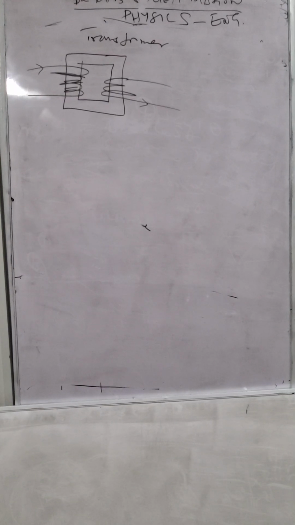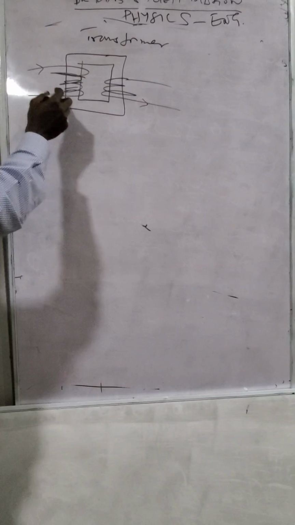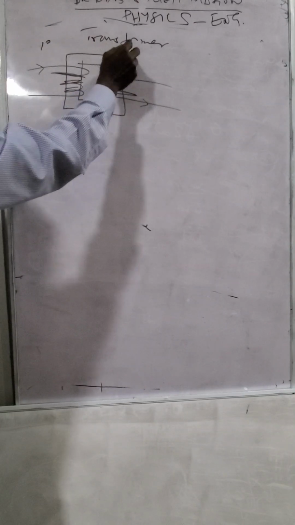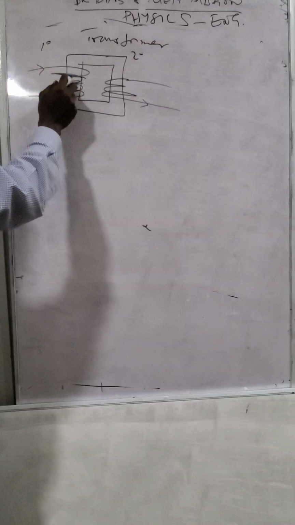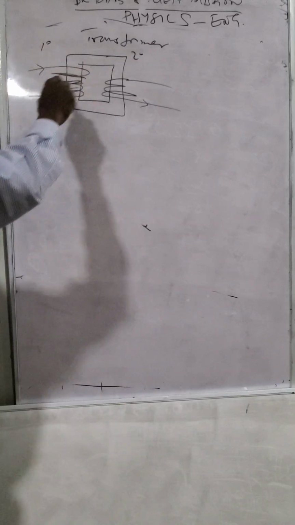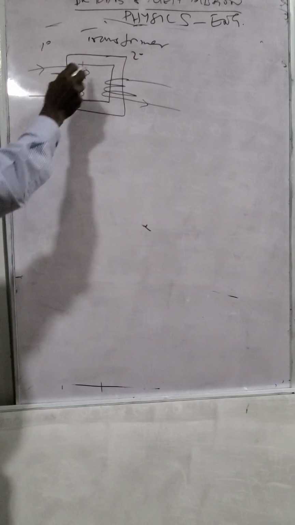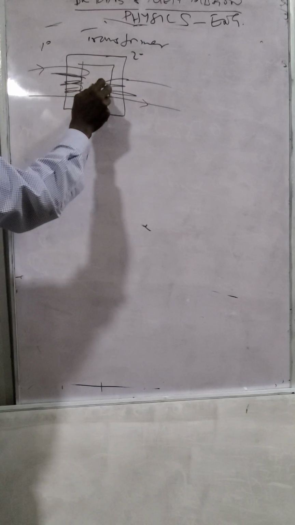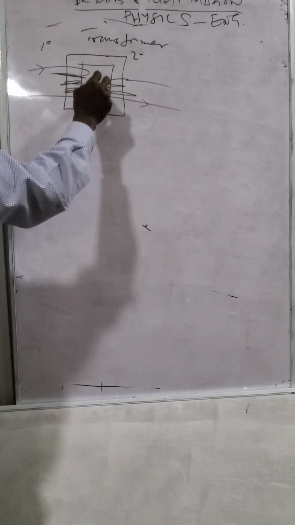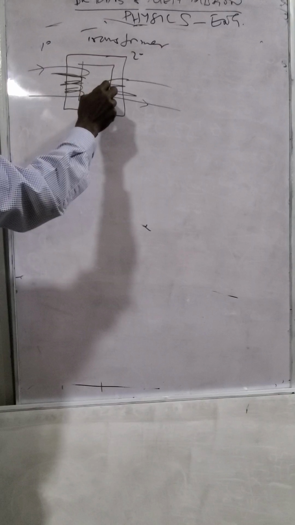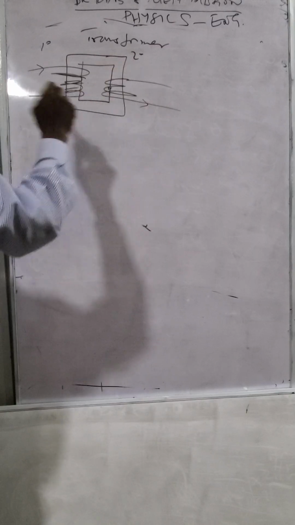Let's look at this as a transformer. So we have the primary side here, this is the secondary side, okay? So current comes, and because this current is going around, it is changing, the magnetic field is changing. So it will induce current in this one. Because the field around this is changing, that's going to induce current in the secondary one, okay?